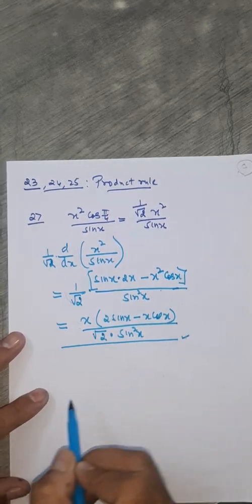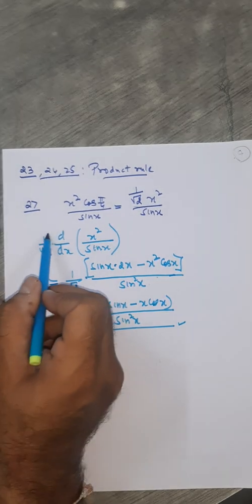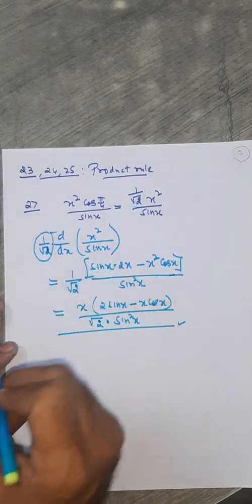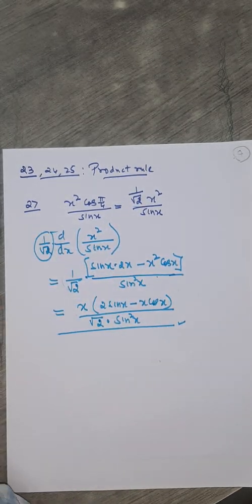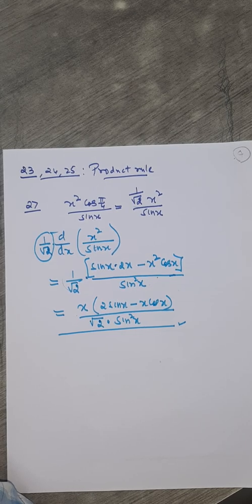That is the required derivative. I've taken that 1 by root 2 constant from the beginning because when you differentiate a constant with the function, the constant remains as it is, you just need to differentiate the function. 28th by division rule.